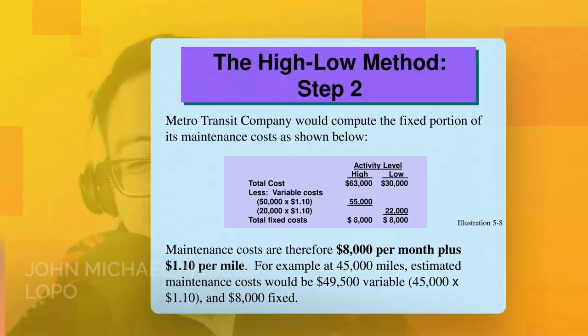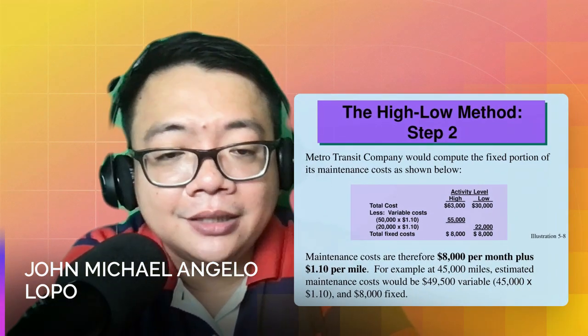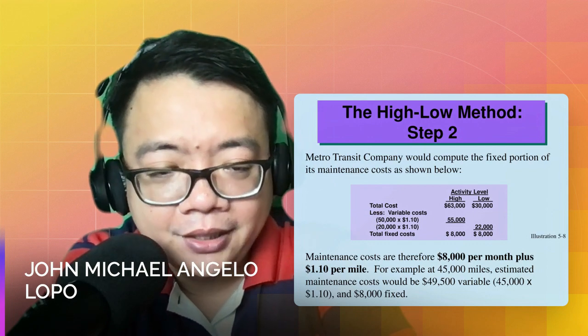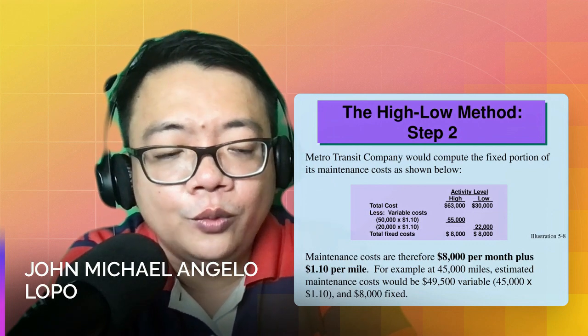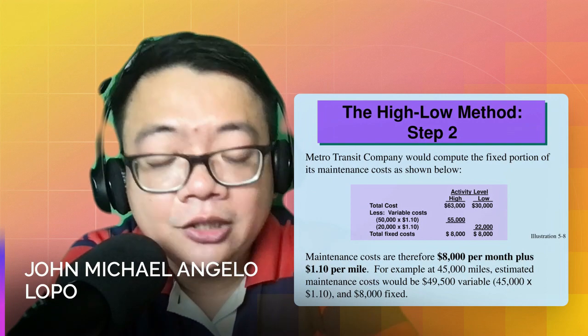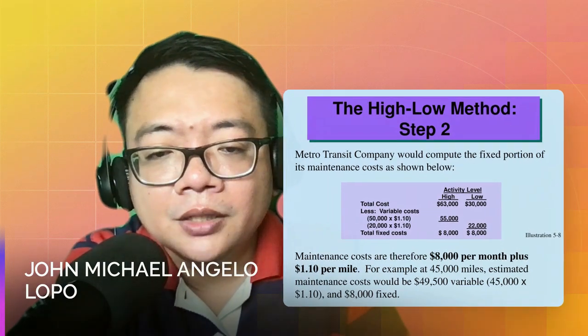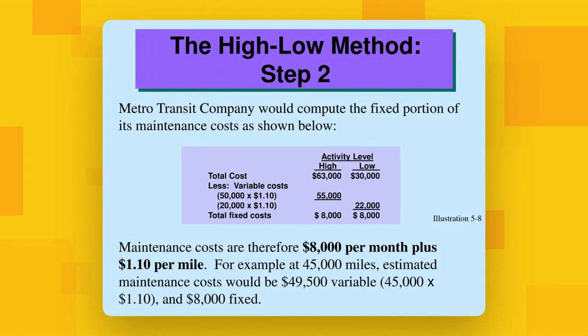Sir, what if they are not the same? That's what we said a while ago, class. What if you use 68,000 as the highest cost and deduct the lowest activity at the lowest cost? Surely your total fixed costs will not match. So maintenance costs are therefore 8,000 per month plus 1.10 per mile.